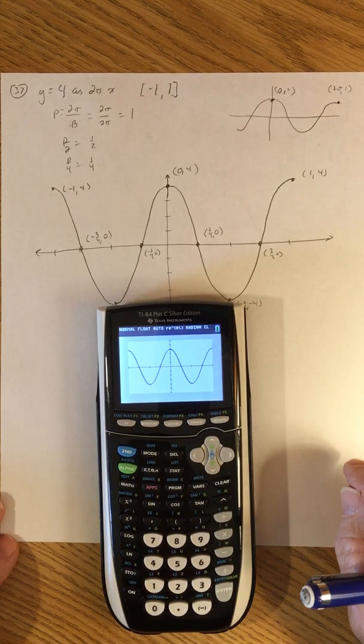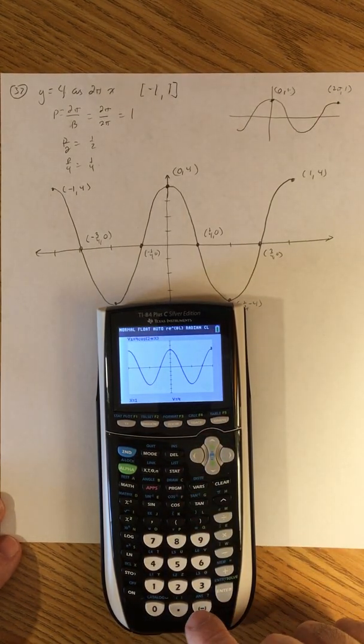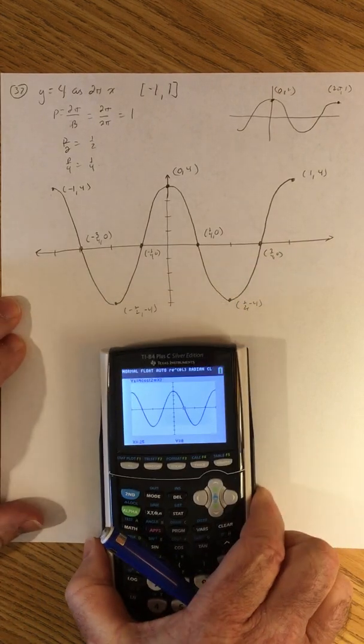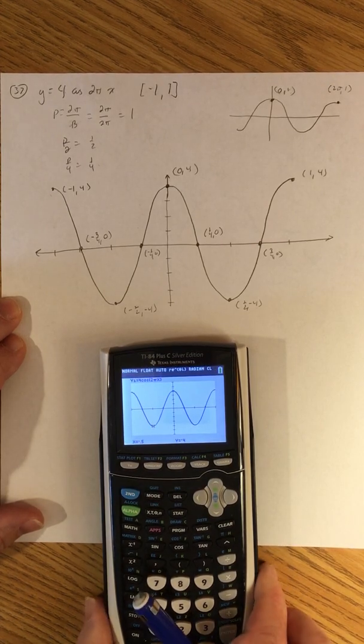Try a couple values. Let's try, put the trace on. Let's try 1. Perfect. Let's try 0.25. All right, everything is good. How about -1/2? -4. Excellent.